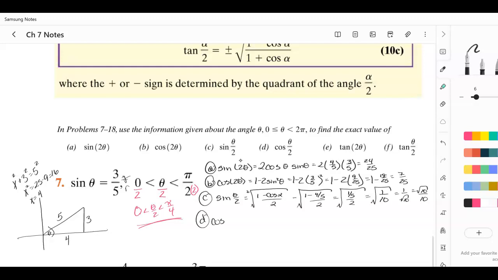D is looking for the cosine of theta over 2. Okay, again, this is in the first quadrant, so we're going to use the positive square root of the formula. And it's the square root of 1 plus cosine of alpha all over 2. So 1 plus 4/5 over 2. So that's 9/5 over 2, which is 9 over 10. And then if I take the square root, I get 3 over the square root of 10, or 3 square root of 10 over 10.